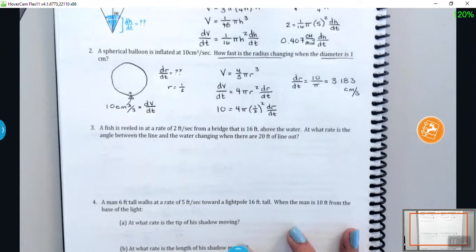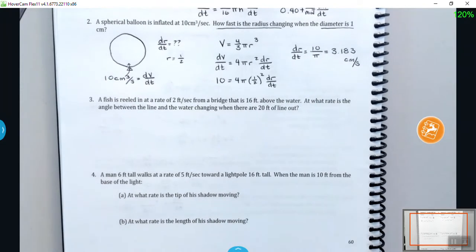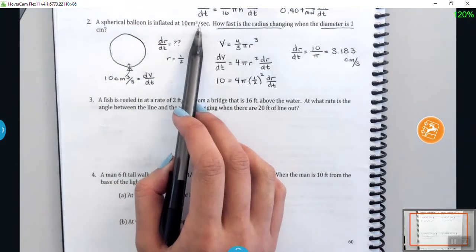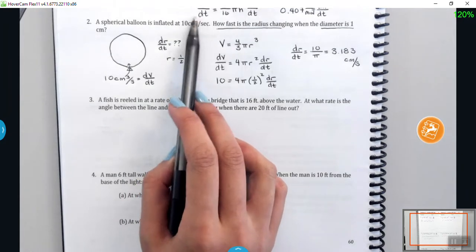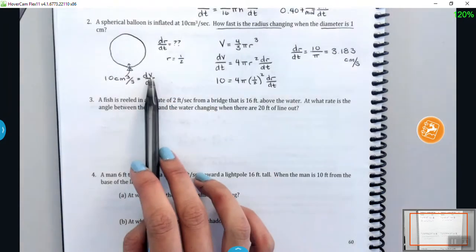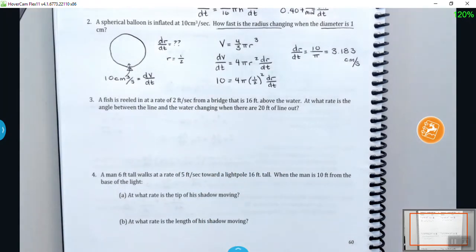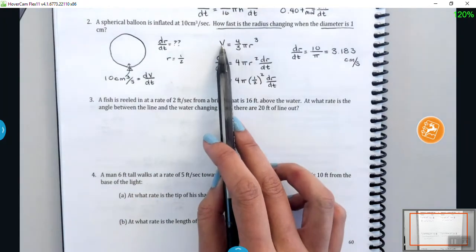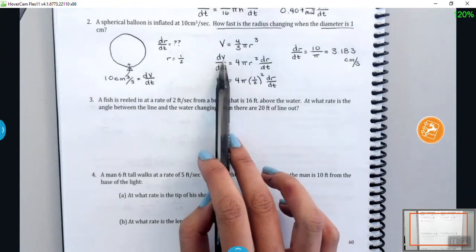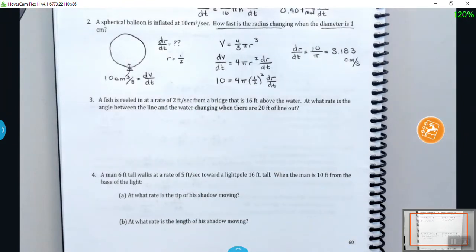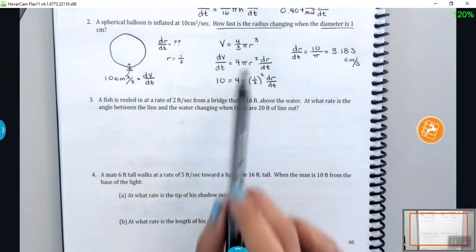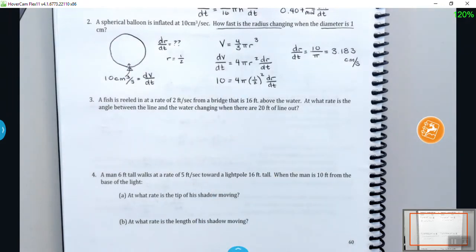Okay. Did you get it? Does anybody need me to go over it? Gabe, how's volume? It says it's inflated at 10 centimeters cubed per second, so use the units to help you. Centimeters cubed is volume, and seconds is time. So the 10 is the rate, it's not the actual volume. No, I didn't plug 10 in for volume. I plugged 10 in for dV/dt, because once you took the derivative, the V went away.